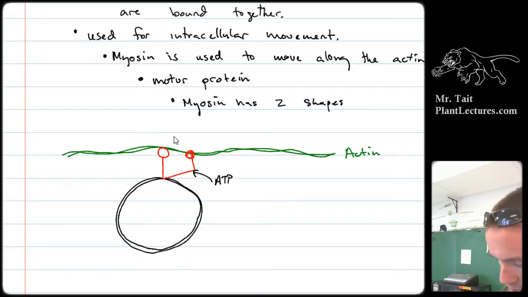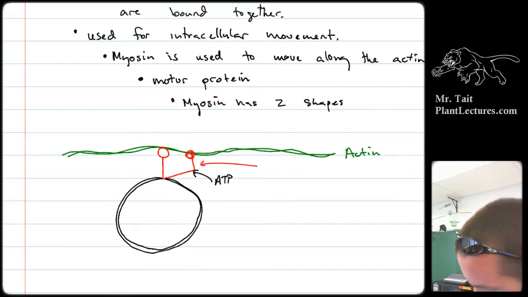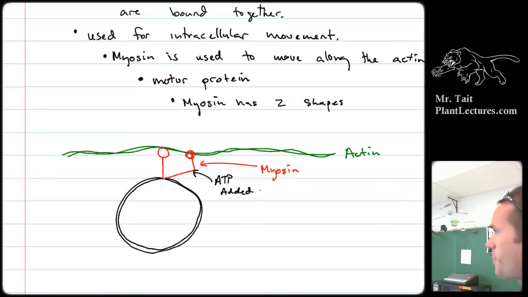We should probably label these red things. These red things are myosin. And this one is with ATP added. Okay? So we added ATP to it, and it changed its shape into this conformational change, this elongated shape. And then the other one can go ahead and detach, and then it allows for this elongated one to straighten out once the other one detaches, and that's going to move the vesicle in this direction, okay?